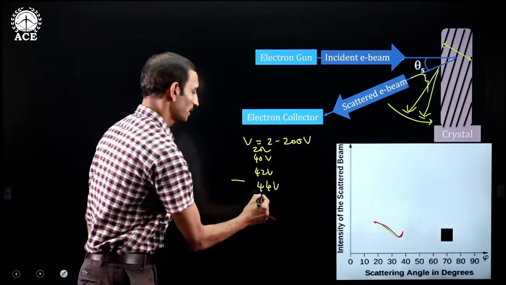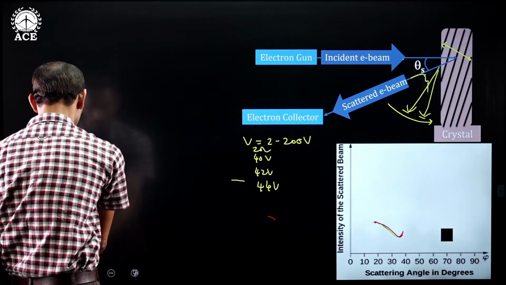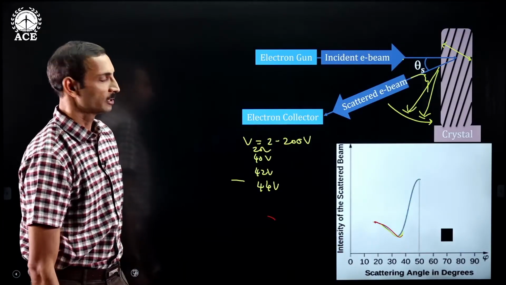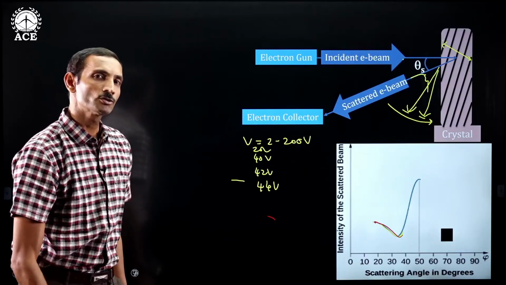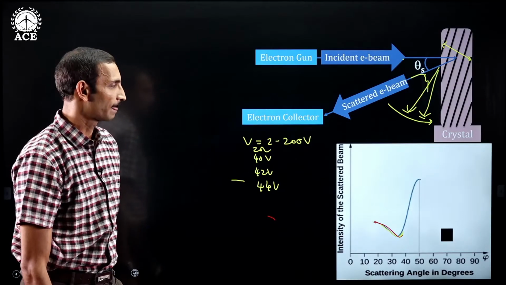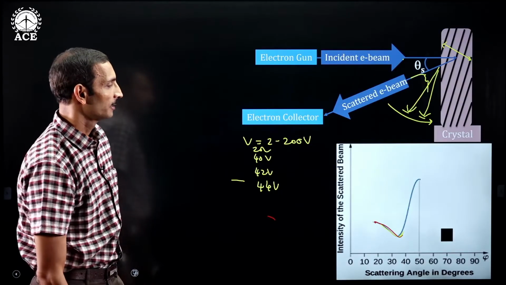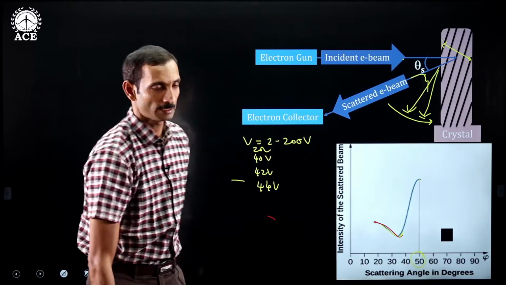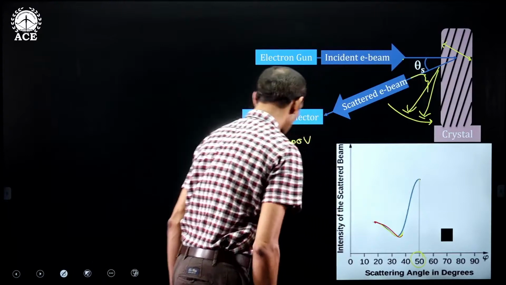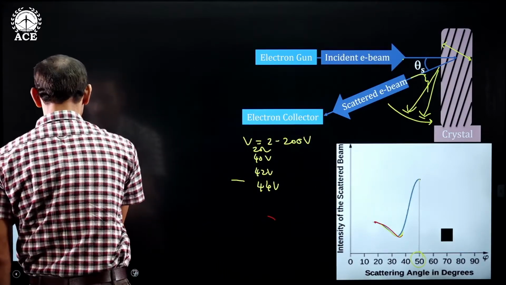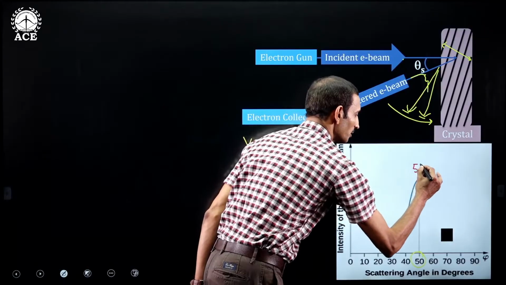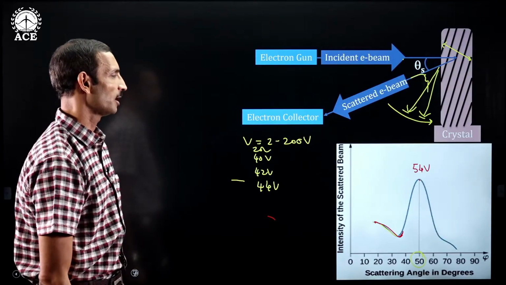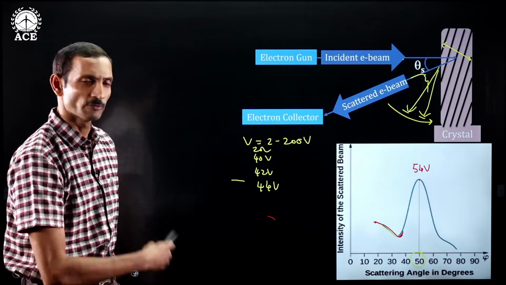Now they have checked it. They have increased the potential. So above 44 volts of the applied potential, they found that the intensity also increased along with the potential and reached a maximum. And this was found at 50 degrees of the scattering angle, at 54 volts of the applied potential. So the scattering angle being 50 degrees and the accelerating potential is 54 volt. Above 54 volt, again there is a decrease of the intensity just like that for every scattering angle.